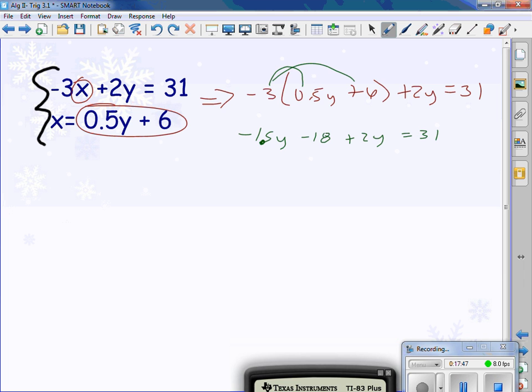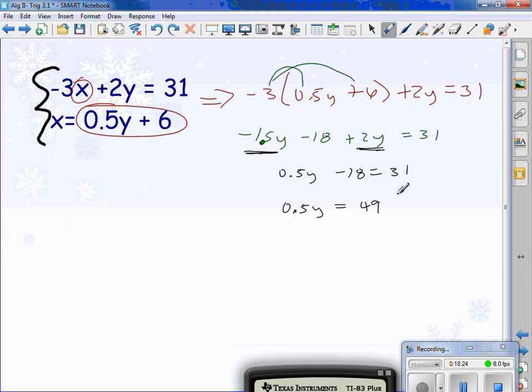Now I try to combine my like terms, which happen to be the negative 1.5 and the 2. So I have 0.5y minus 18 equals 31. Add 18 over. Notice I'm writing 0.5, that way I know it's a decimal point. Equals 49. When I add the 18, I get 49.